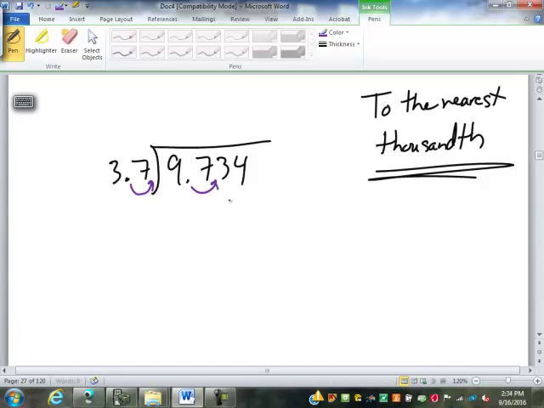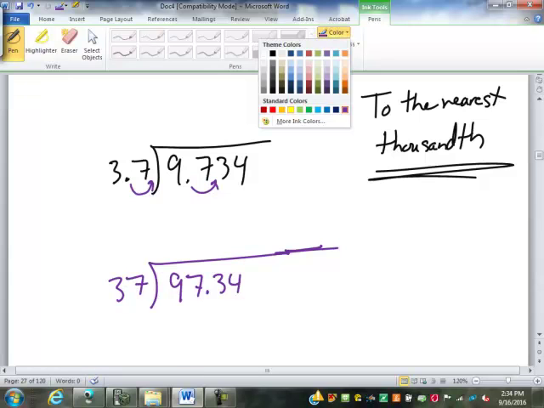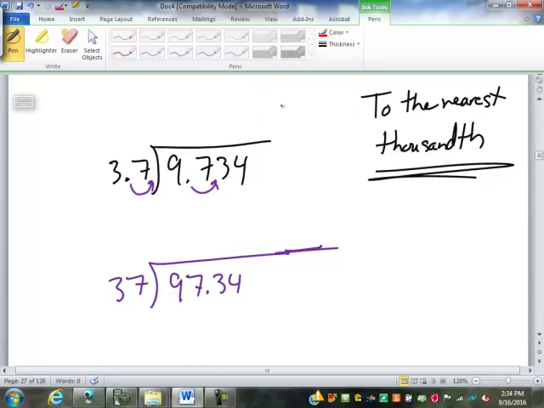Move the other one over too. Very good. So this becomes 97.34 divided by 37. Now, how is it that we're able to do that? Well, we mentioned a little bit in the last couple of classes that fractions and division kind of go together. They're kind of the same thing. We can flop back and forth between the notations. So you can make this division into a fraction like this.